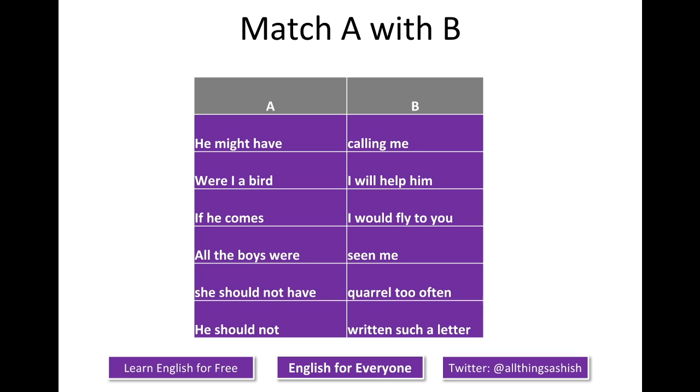Interesting. Alright, so now you are ready to match A with B. Please pause this video for a minute and complete this exercise and check your understanding of whatever you have learned so far. I would also encourage you to go ahead and construct some sentences based on whatever you have learned in this video. The more sentences you practice making, the better you will retain them in your memory.